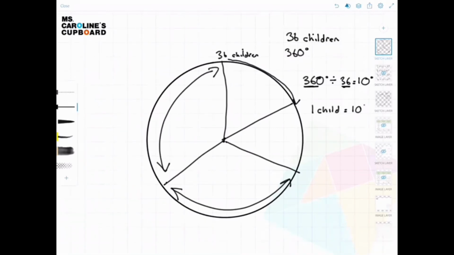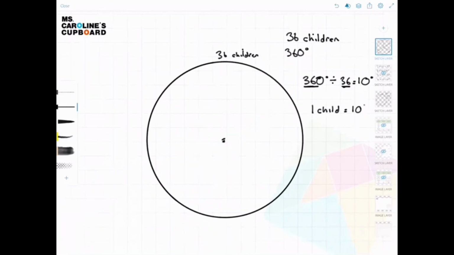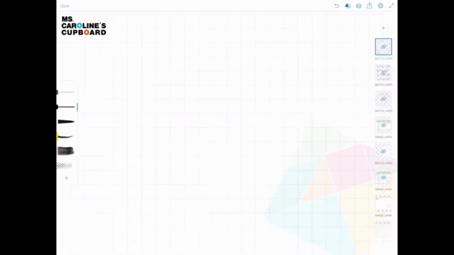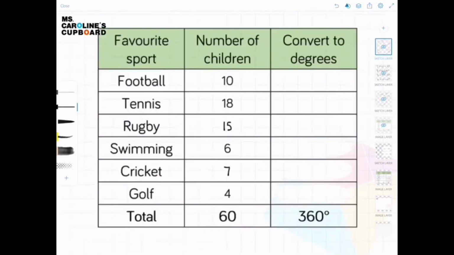Okay, girls? So today you won't be drawing a pie chart, but you will be converting data into degrees. So here you have favourite sport of children. Football, tennis, rugby, swimming, cricket, golf. The number of children are in the second column, and down the bottom you have the total number of children. And the final column is where you need to convert it to degrees.